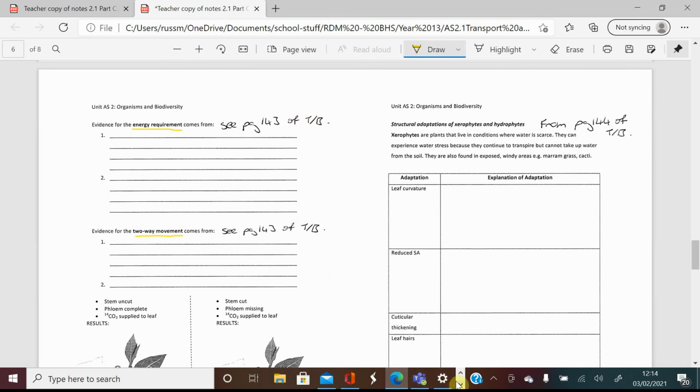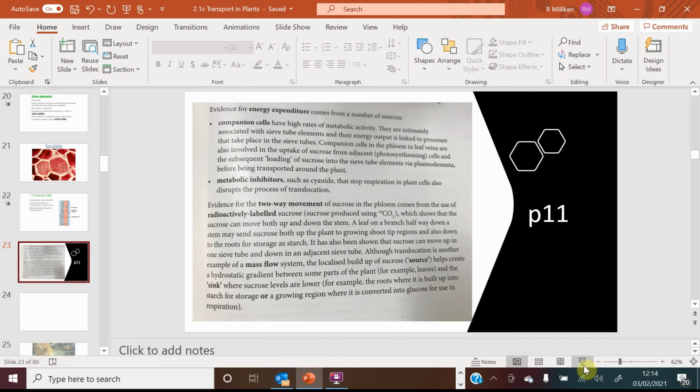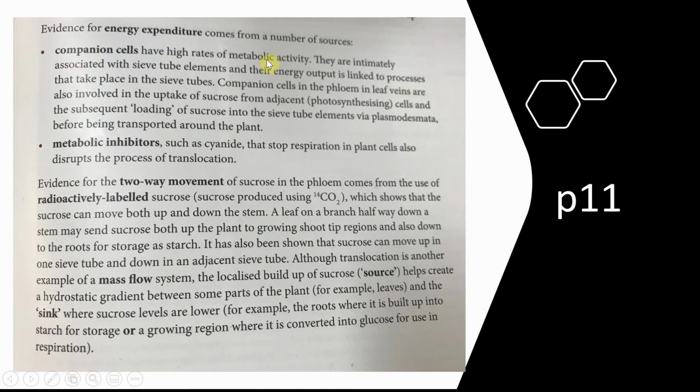If I go back to my PowerPoint, this is what I've put up for you here, so you can pause it here and take out the information you need. Metabolic inhibitors such as cyanide stop the translocation in companion cells, so that's proof that respiration is a vital process.